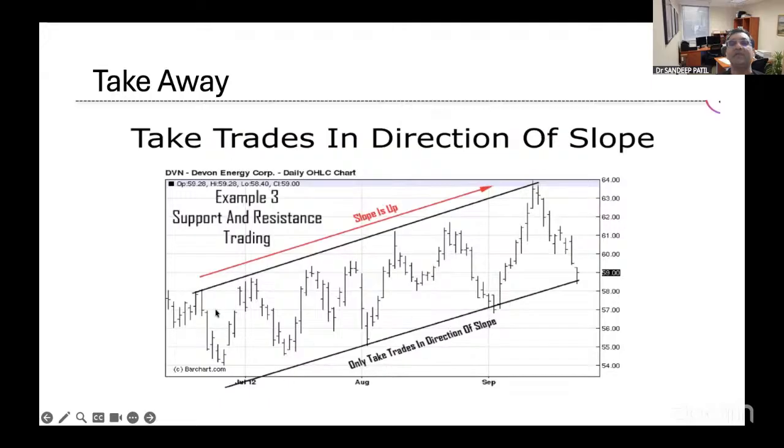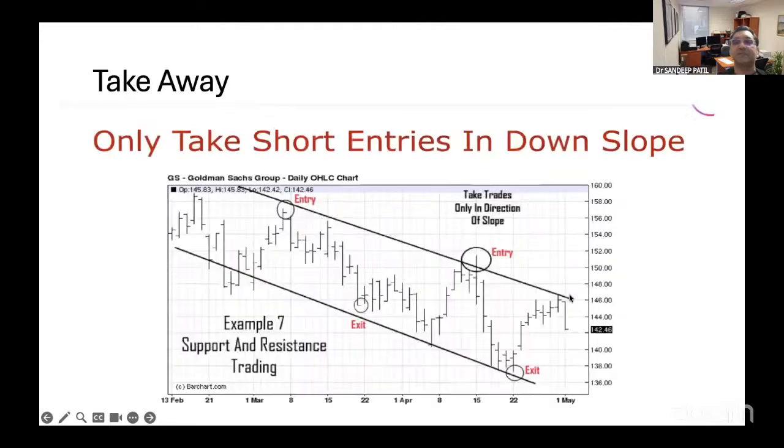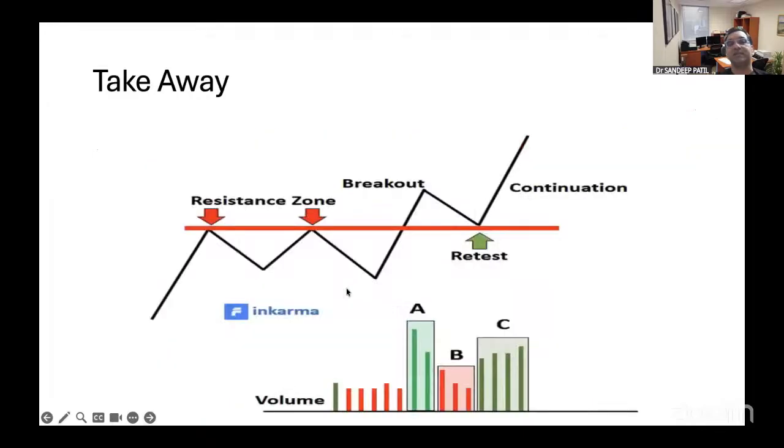If it's uptrending, when it comes down to the support level, you buy it, go long. Whenever it comes here, you take long trades. Similarly, you take short trades when the slope or channel is downward, and when it comes to the resistance, you can short the stock here and exit here. So you enter here, exit here, enter here, exit here. That's how support and resistance can give you the entry as well as the target.